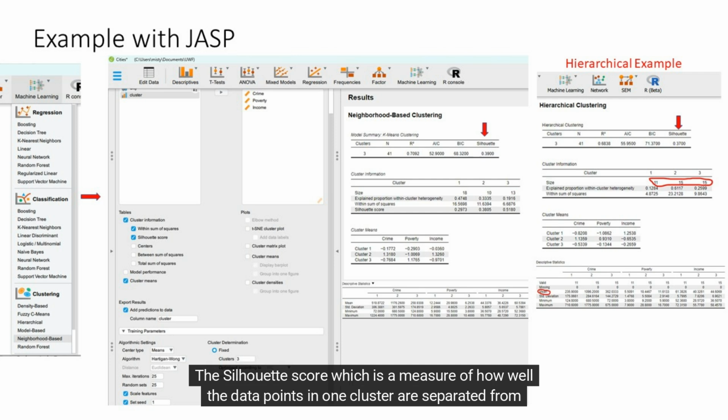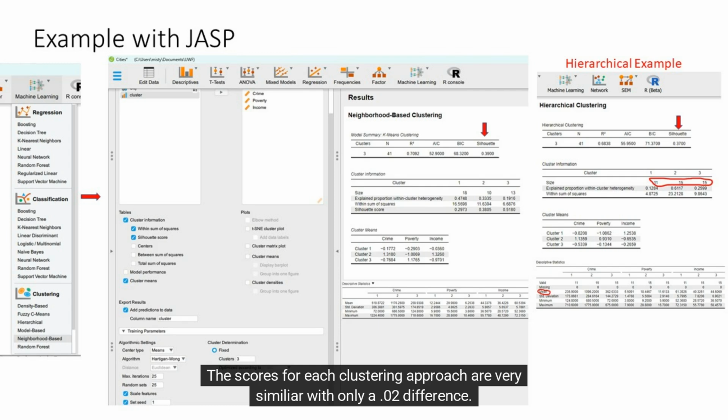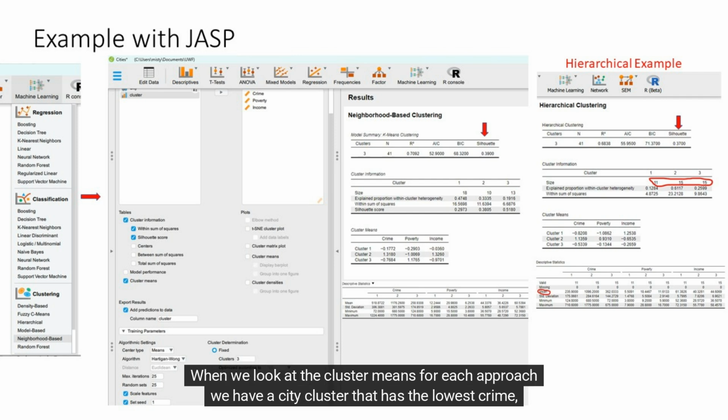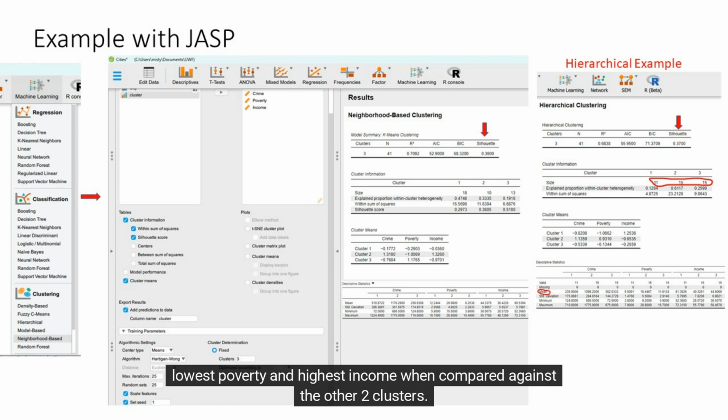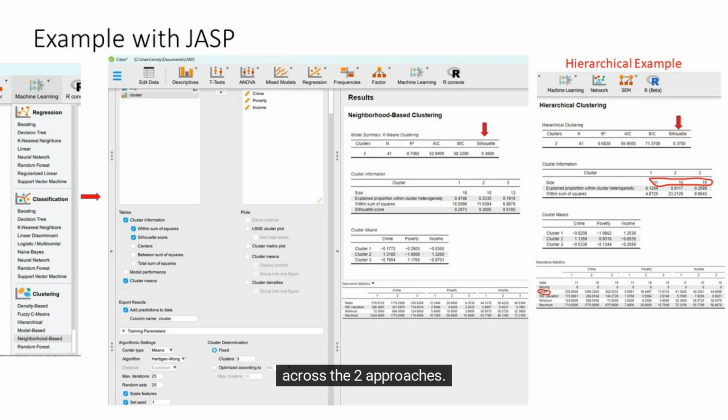The silhouette score is a measure of how well the data points in one cluster are separated from other clusters. A higher score is better. The scores for each clustering approach are very similar with only a 0.02 difference. When we look at the cluster means for each approach, we have a city cluster that has the lowest crime, lowest poverty, and highest income when compared against the other two clusters. While the cluster means are different for the two approaches, the clusters are similar in characteristics across the two approaches.